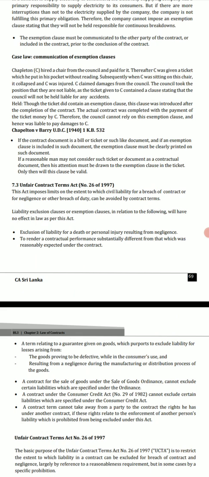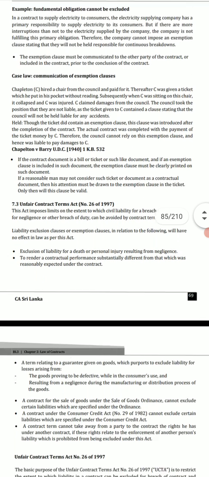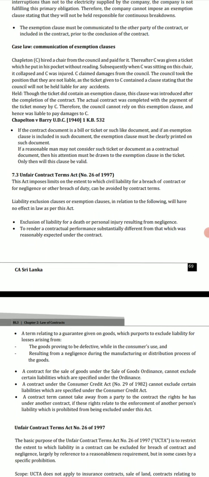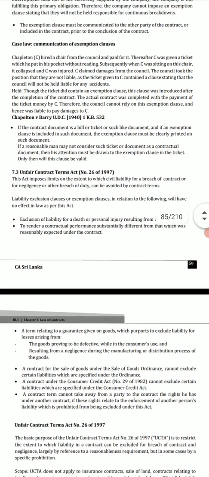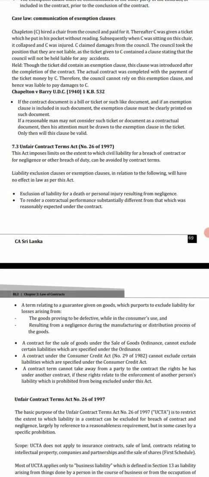Unfair contract terms. This is actually a main thing. Unfair Contract Terms Act number 26 of 1997. So sometimes you can actually sue the company if there are exemption clauses that are so unfair, under the Unfair Contract Terms Act number 26 of 1997. It says that this act imposes limits on the extent to which civil liability for breach of contract, or for negligence or other breach of duty, can be avoided by contract terms. So liability exclusion clauses or exemption clauses in relation to the following will have no effect in law as per this act.